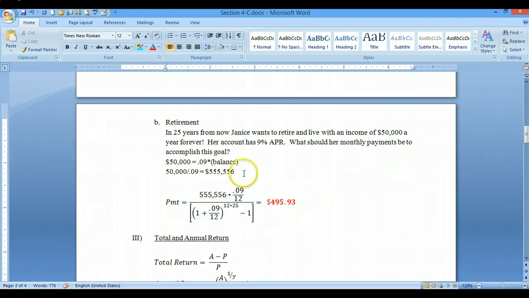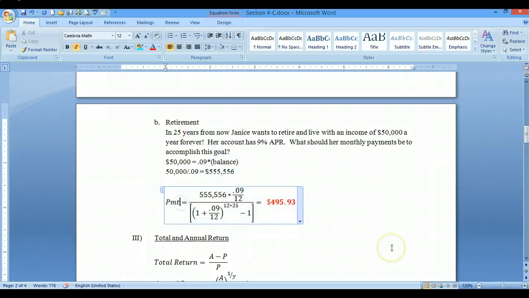For this account, the 9% every year will give her $50,000. So she needs to earn about a little over $500,000 to live forever on a $50,000 income. Now that's kind of cool because she can continue passing this down to her children and so on.